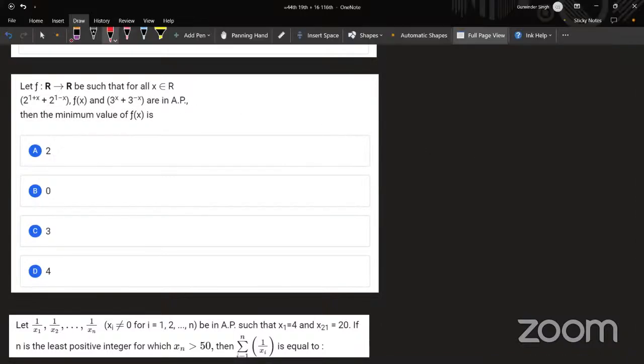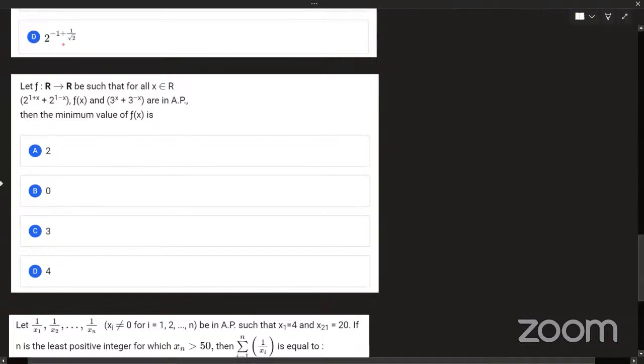So what do you understand with this? 2 raised to 1 plus x plus 2 raised to 1 minus x, f of x, 3 raised to x plus 3 raised to minus x are in AP. So can you find me the value of f of x? If these three are in AP, 2 times b is equal to a plus c. Right, everyone?